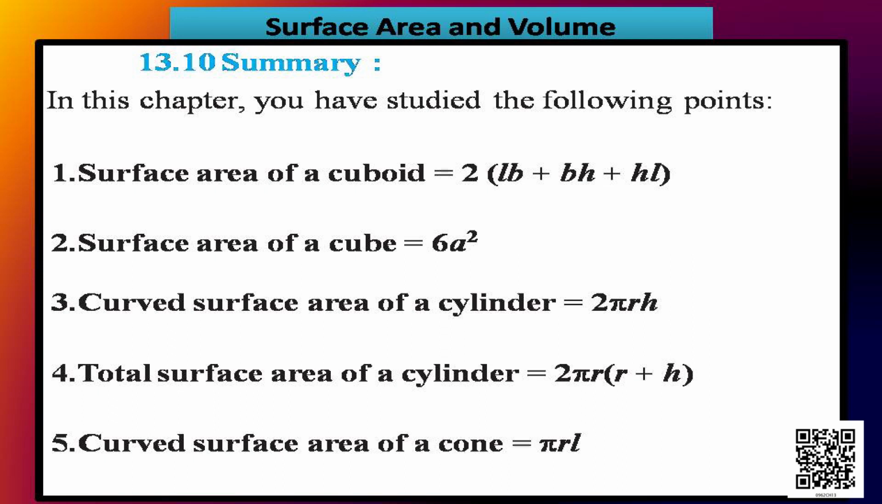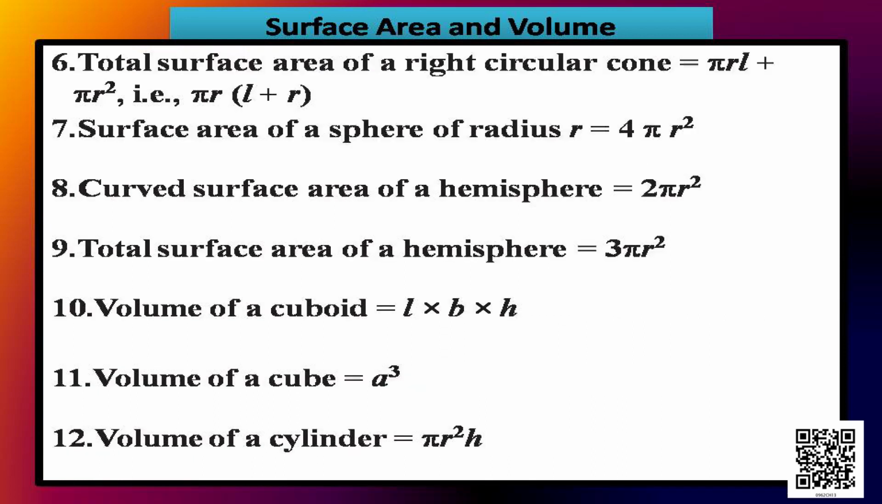Curved surface area of a cone is pi r l. Total surface area of a right circular cone is pi r l plus pi r square, that comes to pi r times (l plus r). Surface area of a sphere of radius r is equal to 4 pi r square. Curved surface area of a hemisphere is equal to 2 pi r square. Total surface area of a hemisphere is equal to 3 pi r square.